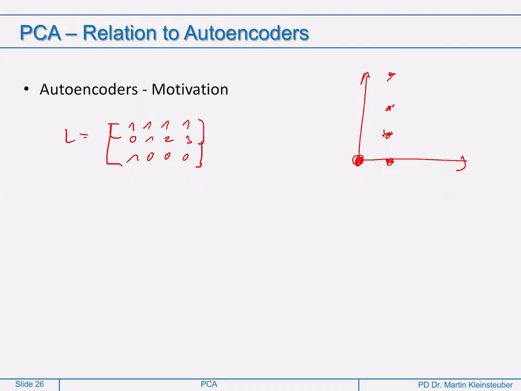Yes, then it's hard to draw a picture, right? But I can try. I only have 3 dimensions for drawing, and even this is not the best thing to do. But for example, if L is of this form, 1, 1, 1, 2, 2, 2, 3, 3, 3, then we all see that this has a rank of 1, right?